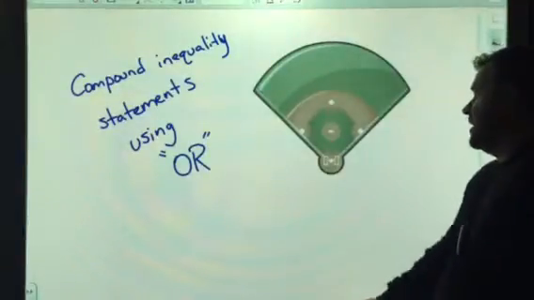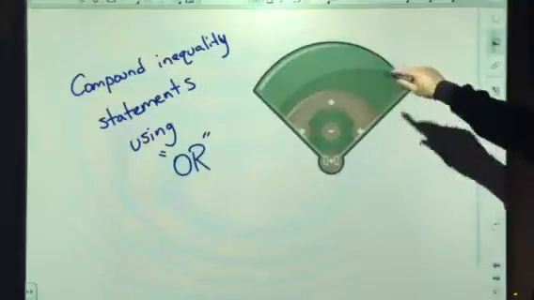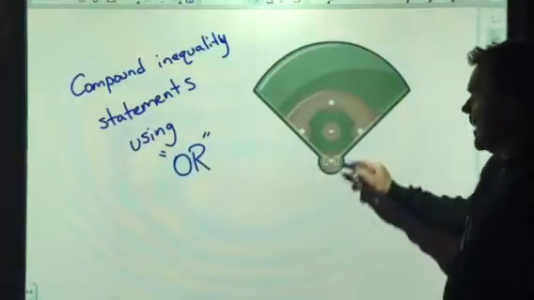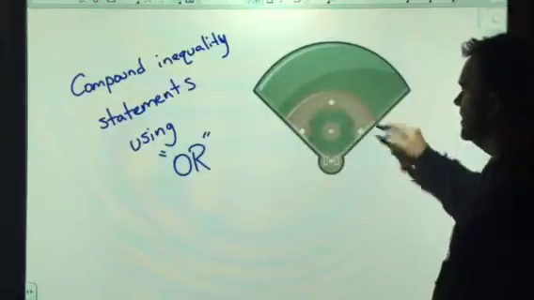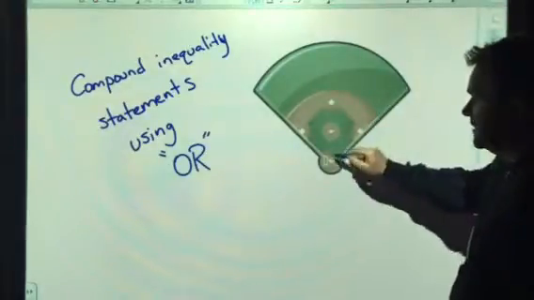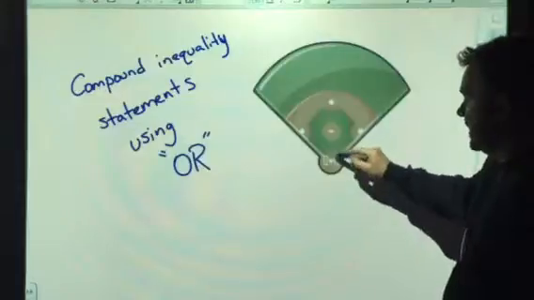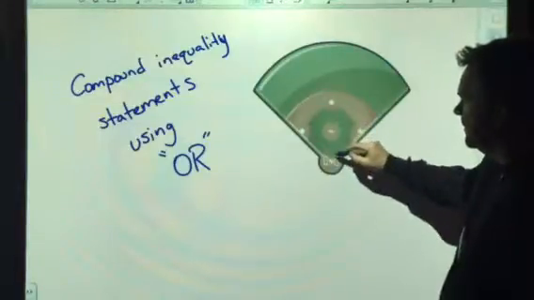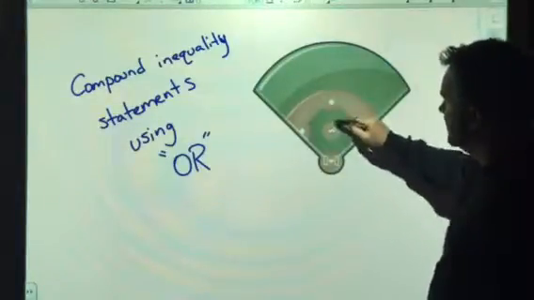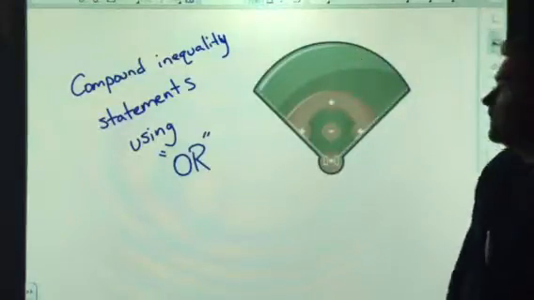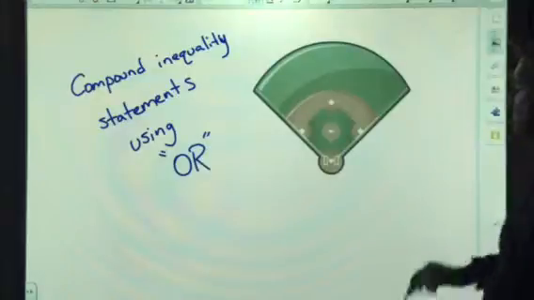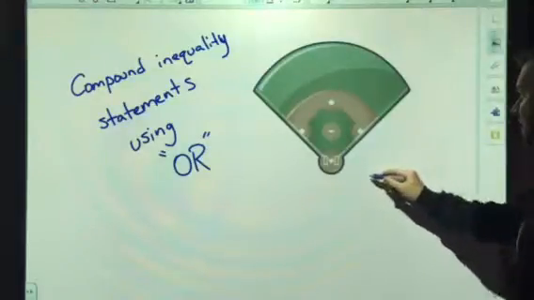Okay, so here's a situation like this. This is a baseball field. If you're up at bat, so you're standing right here, you don't want to hit it in the brown area. You want to hit it somewhere in the green. So you can hit it in this green section here, or you can hit it past and hit it in the other green section.